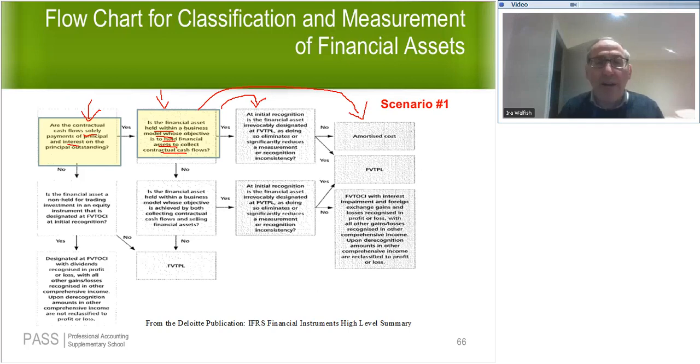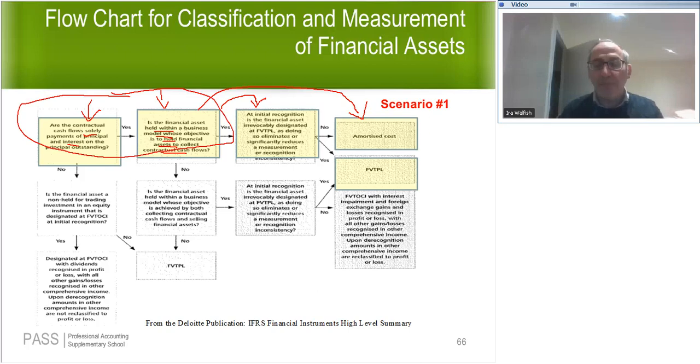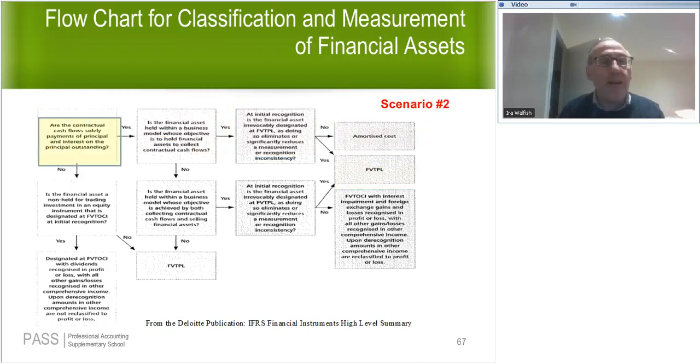Now, the next scenario would be where we meet the SPPI test. This is the SPPI. But here comes the but. In this situation, instead of the financial asset being held with the intention of just collecting contractual cash flows, the answer is no. We're not holding it simply to collect cash flows, but rather we bought the investments with the objective of both collection of cash flows as well as selling of the financial instruments.